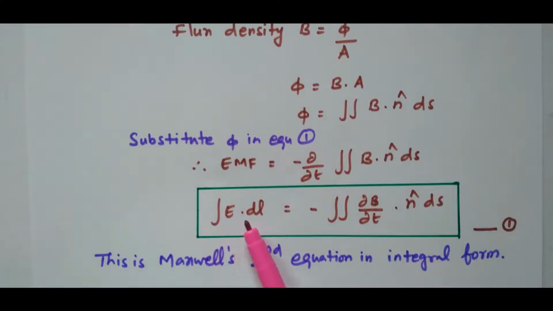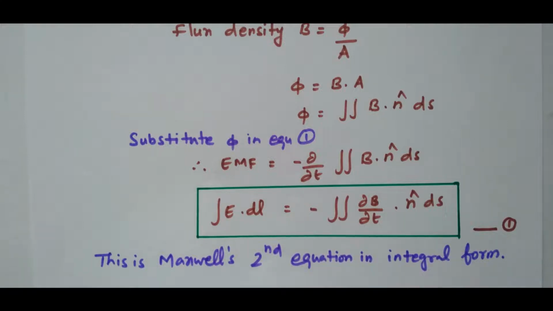So integral E dot dl equals minus double integral del B by del t dot n cap dS. So this is nothing but Maxwell's second equation in integral form, from Faraday's law.